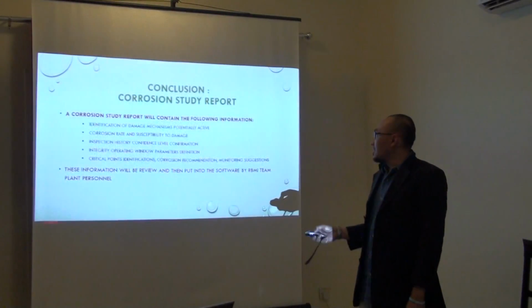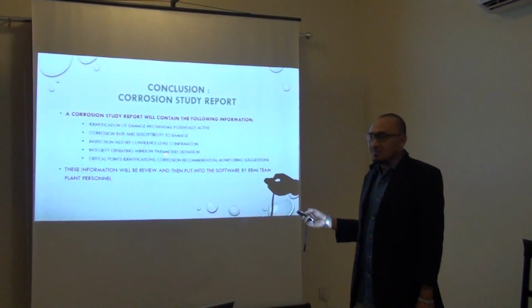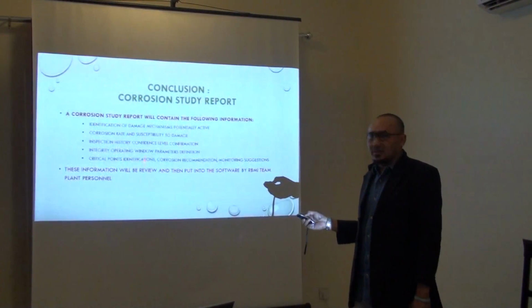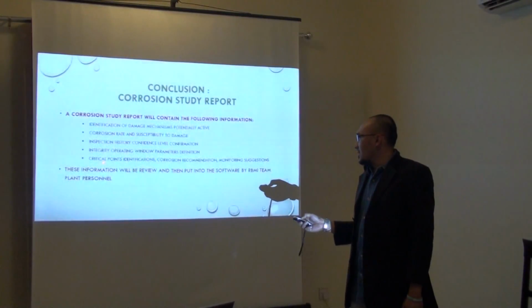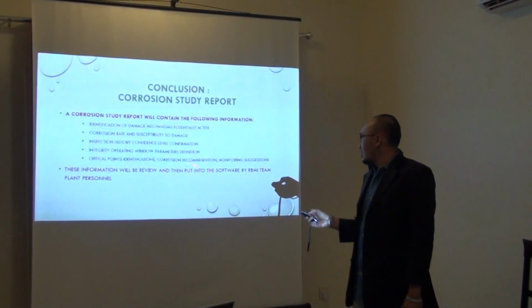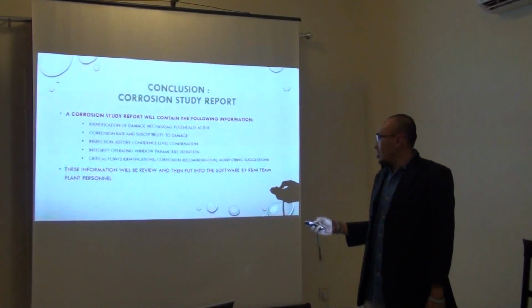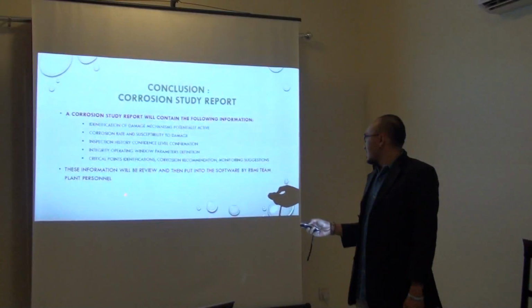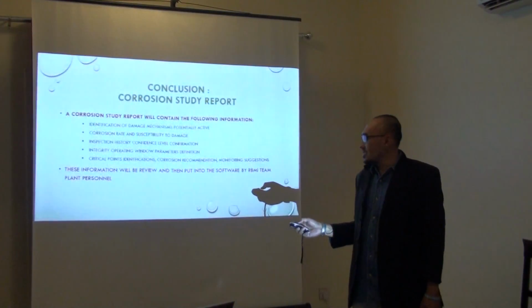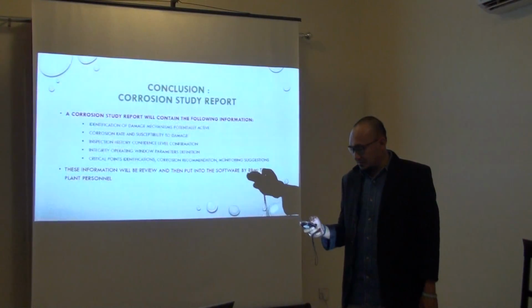So, the conclusion of this corrosion study will be identification of the damage mechanism, corrosion rate and susceptibility of the damage, inspection history, confidence level combination, and the integrity operating window parameters will also be defined, and then critical point identification and the corrosion documentation will be available. And the last thing, all this information will be input to the RBMI software, and then the team will give the corrosion report on how to take care of the plant in safe and normal condition.